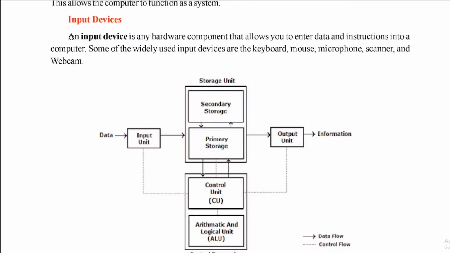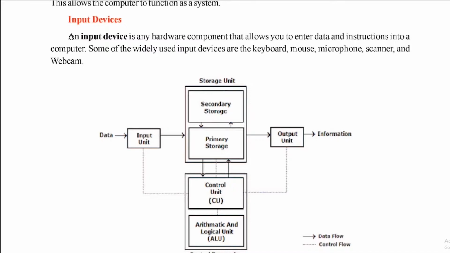Most commonly you have seen the keyboard on every computer, and also the mouse. Nowadays we also see scanners, a microphone, and a webcam, which we have started using. These input devices contain electrical circuits that convert input into digital form, which can be understood by the computer.